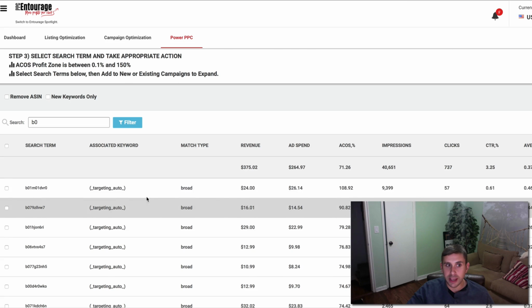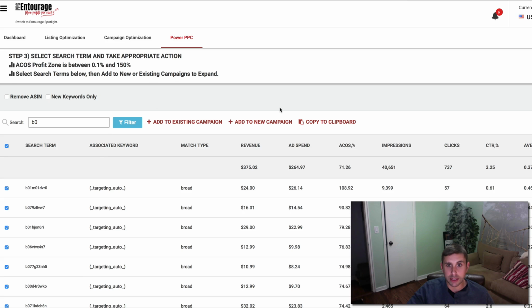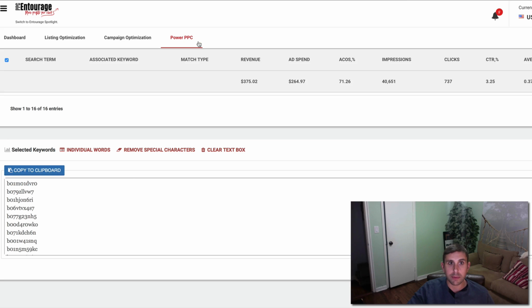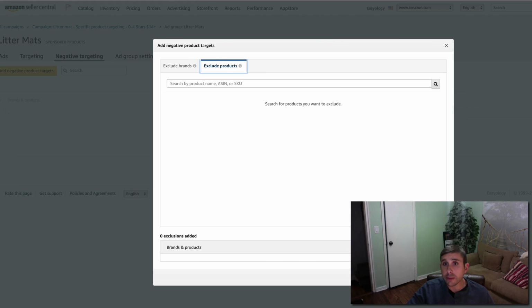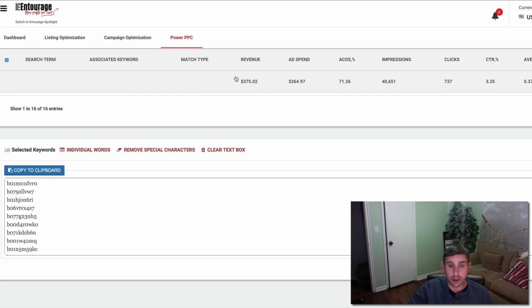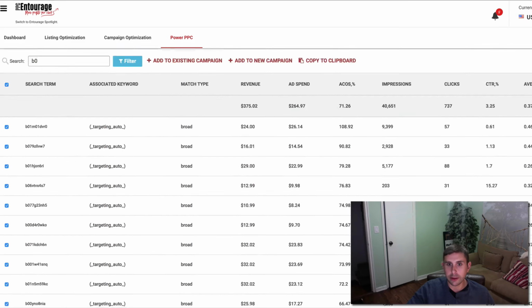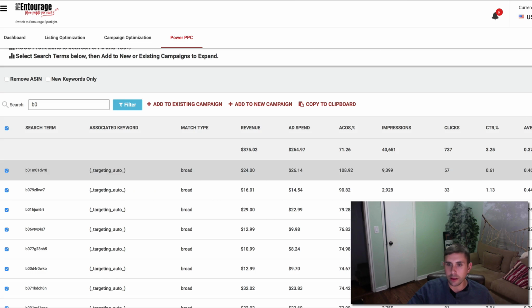And now we have a bunch of ASINs that we can do a negative mask type on. Copy to clipboard, copy, and you can go ahead. You can look at them individually. By the way, guys, you can look at them on Entourage. You don't have to just do all of them at once. You can do by number of orders.